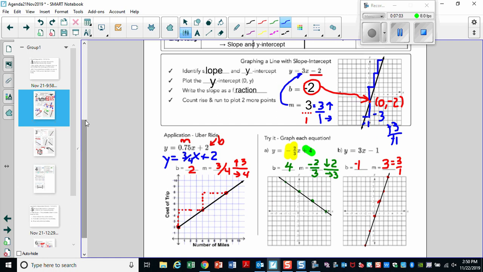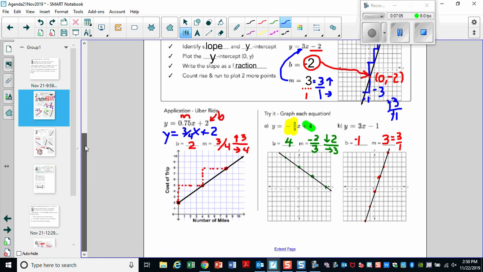Now, sometimes some of our problems are application problems. So this first example of an application is an Uber ride. The scenario is, say, you have to pay an initial charge of $2. That's before you get into the Uber car. Then it's 75 cents per each mile.